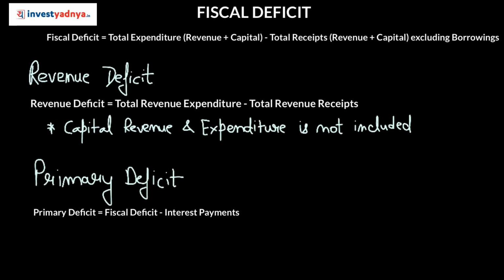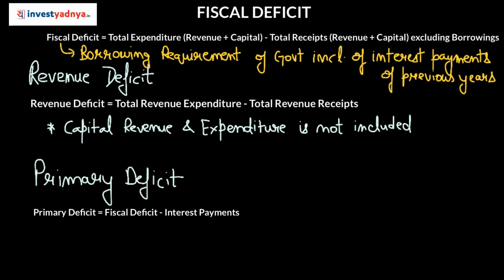Now let's understand what primary deficit is. Primary deficit is defined as the fiscal deficit of the current year minus interest payments on previous borrowings. So in other words, whereas fiscal deficit indicates borrowing requirement inclusive of interest payments, primary deficit indicates borrowing requirement exclusive of interest payments.